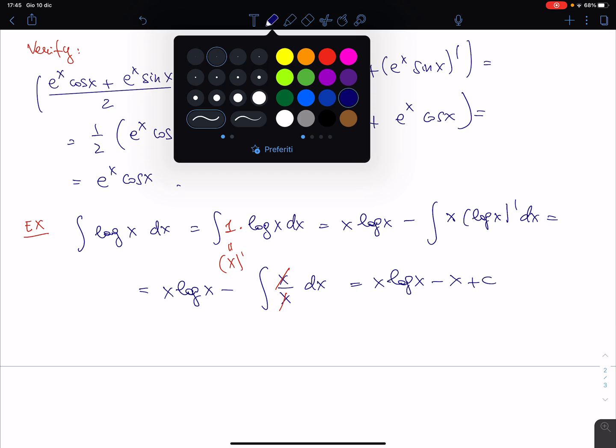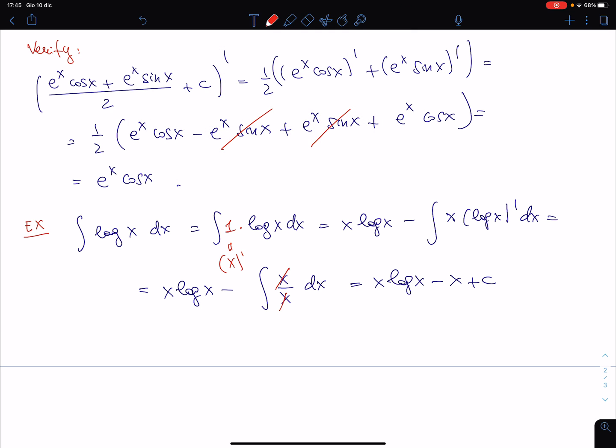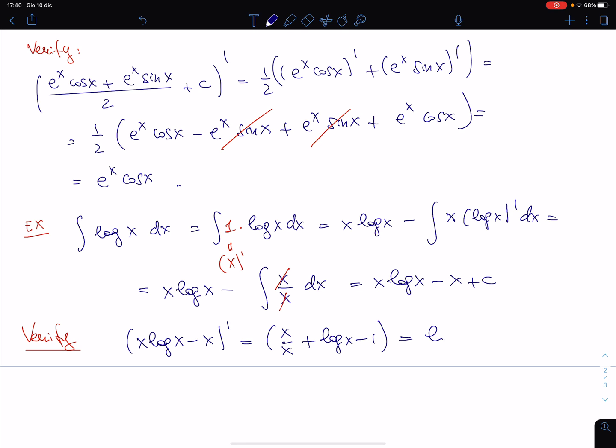Again, let me verify, because otherwise you don't believe. So when you verify, you have to differentiate x log x minus x, prime, and this is x divided by x plus log x minus 1, and this is of course log x.